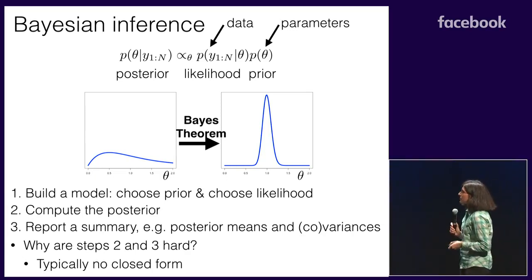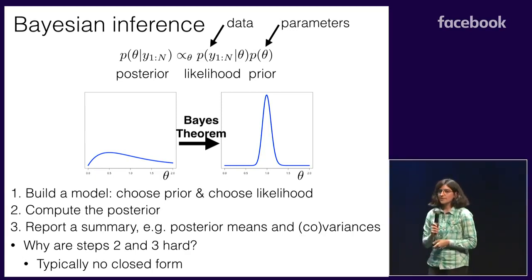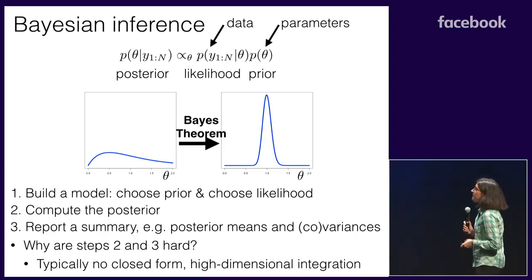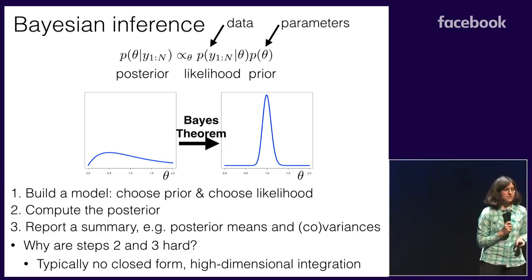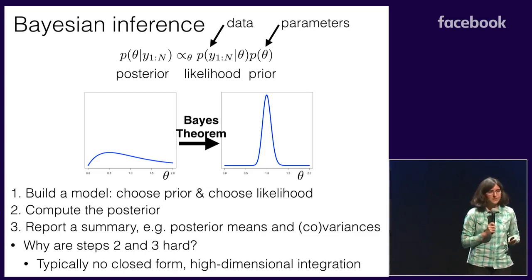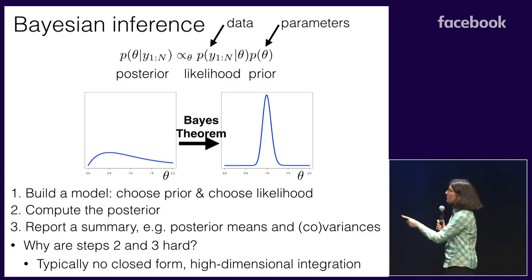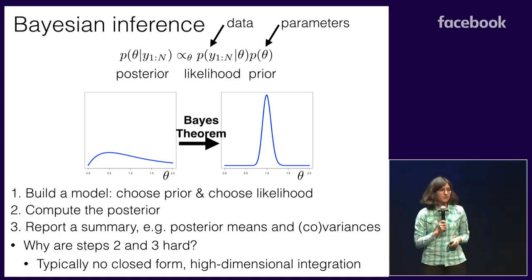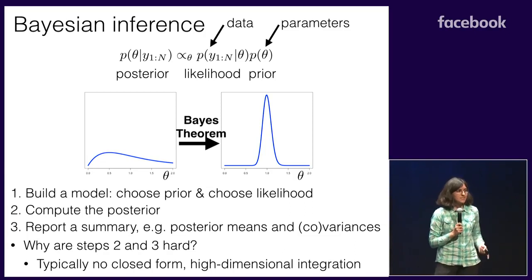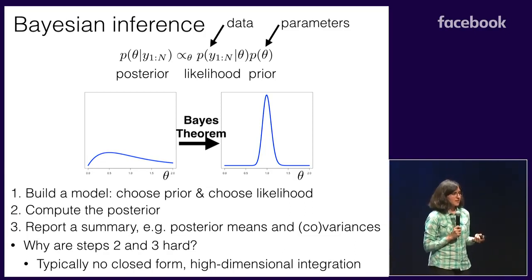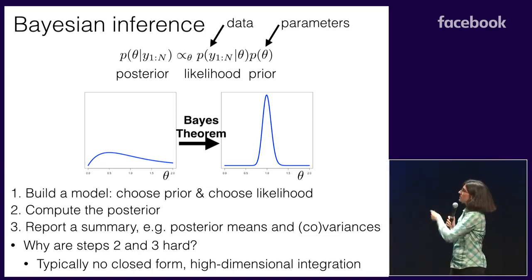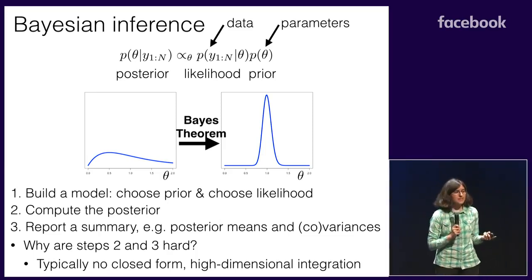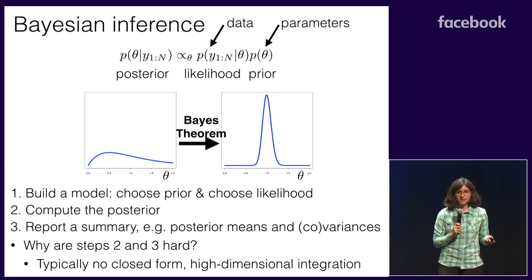And now what we're left with is a moderate to high dimensional integration. So if theta is high dimensional, then this is going to be a high dimensional integration. Why do we have a high dimensional integration? Well, remember, we're reporting a posterior mean or covariance. To get a posterior mean, that means integrating theta over the posterior. Another way to look at this is that even to get the posterior, we have a high dimensional integration.